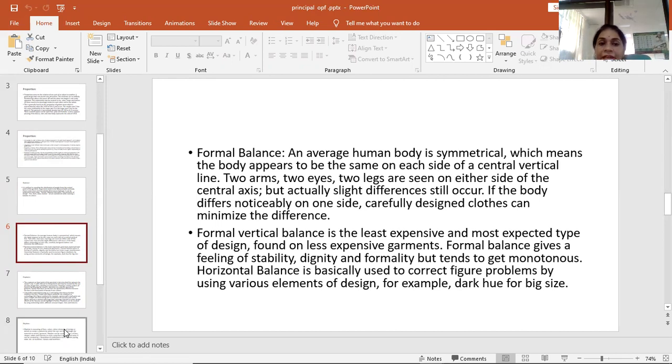Formal vertical balance is the least expensive and most expected type of design found on less expensive garments. Formal balance gives us a feeling of stability, dignity, and formality, but tends to get monotonous. So, horizontal balance is basically used to correct figure problems by using various elements of design. For example, dark hue for big sizes.